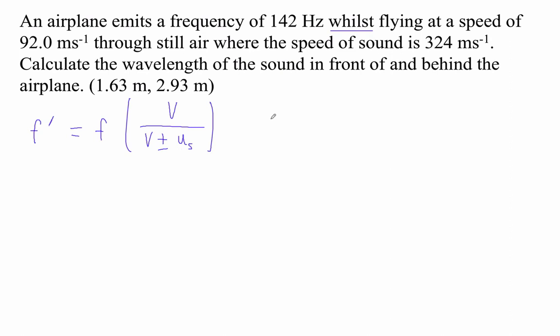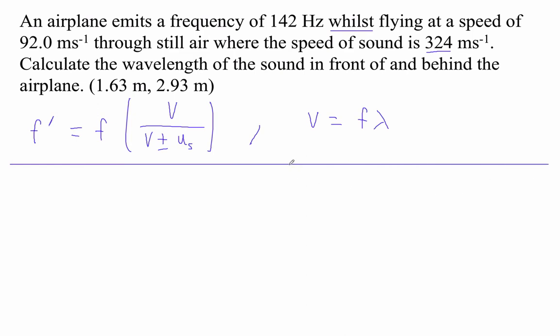And then once you've done that, we'll use v = fλ. Once we know the frequency in front of the plane and behind the plane, we can just use this formula. This is our velocity, and we can figure out those wavelengths. So let's do this. Divide up our space here. Don't want to run out of space.